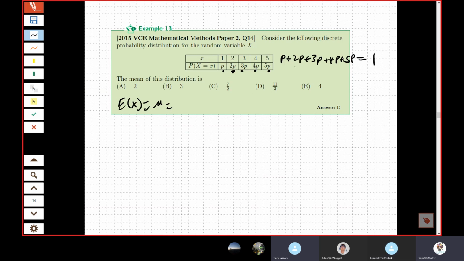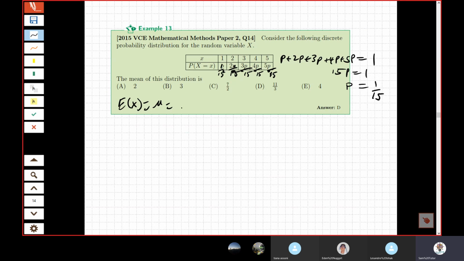Yeah. There: 1p, 2p, 3p, 4p, 5p. 15p is equal to 1. So what does that mean about P? 1/15. And there it is, 1/15, 2/15, 3/15, 4/15, 5/15. Now you found your P.